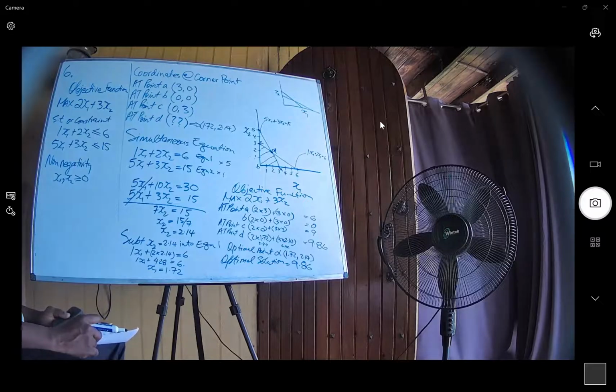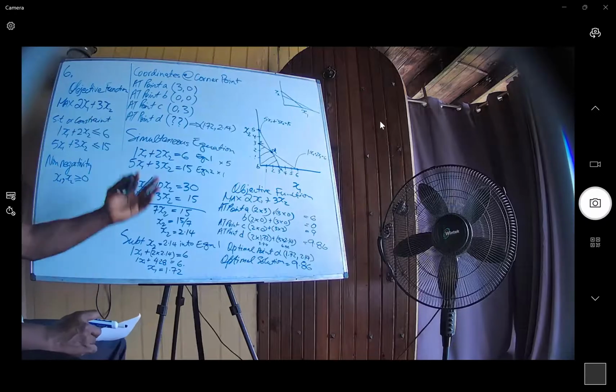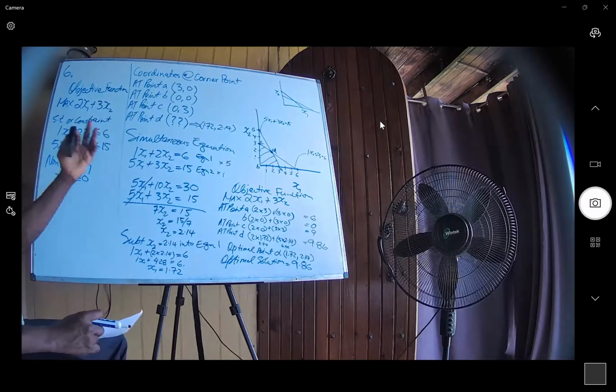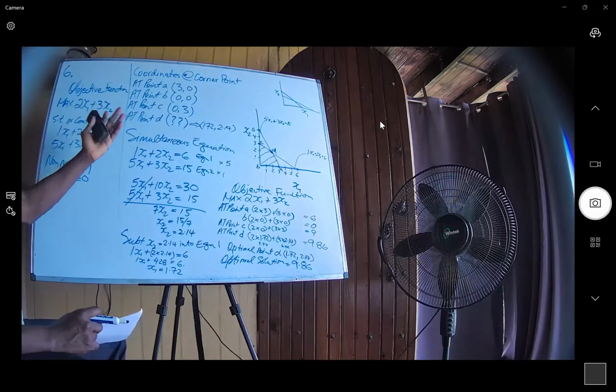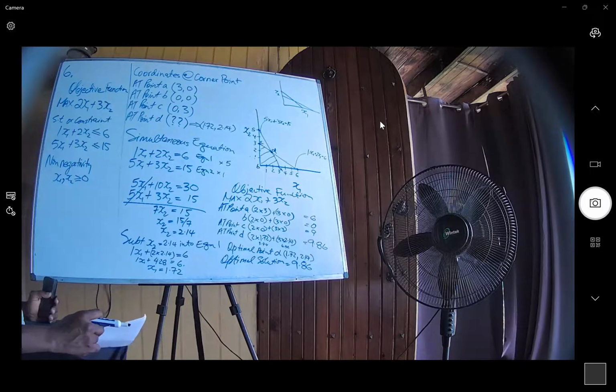Okay, guys? I know it's just the first one, but I just wanted to show you the sequence, some of the methodologies that we use, you know, your piece of a region, your corner point coordinates, your solving simultaneous equations, that kind of thing, and then putting it back into your objective function.